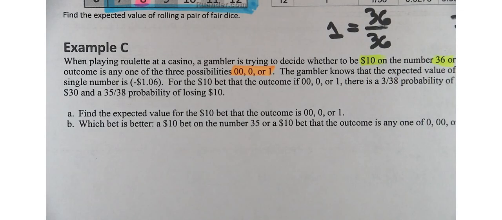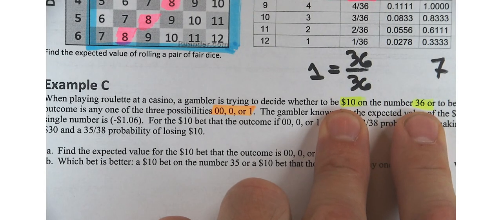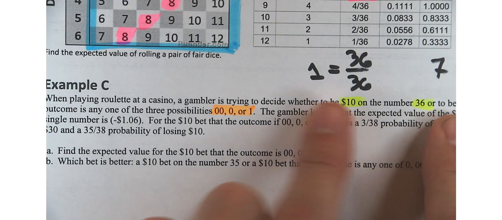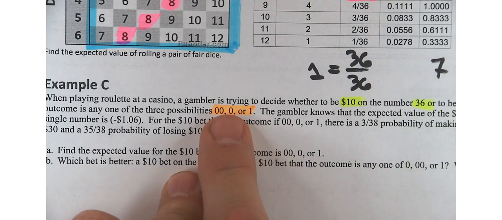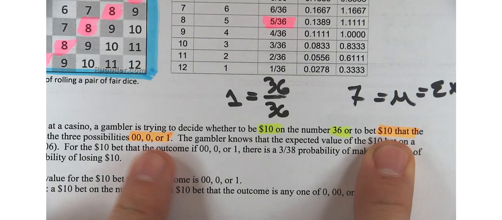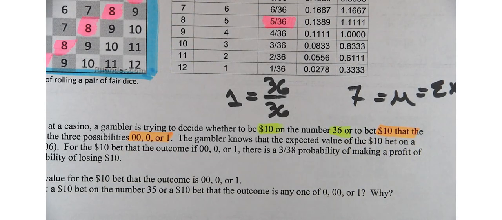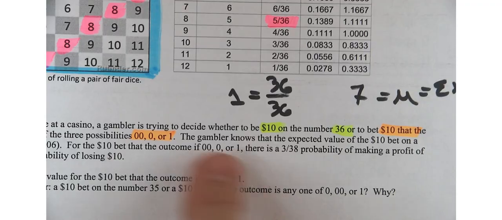Now, if you're going to play roulette, you could have a bet that you're going to bet $10 that the number is 36. Or a different bet you place is $10 that the number is double 0, 0, or 1. So this is kind of like, in modern analog, a parlay. It's not quite a perfect analog, but it's close.